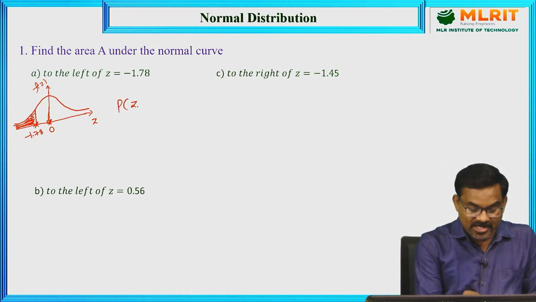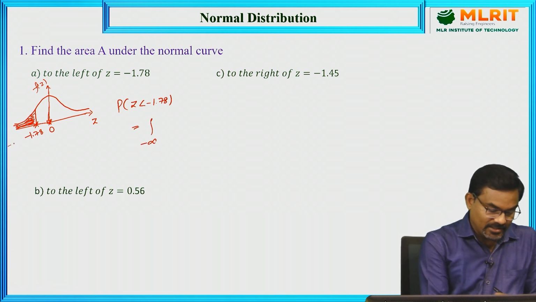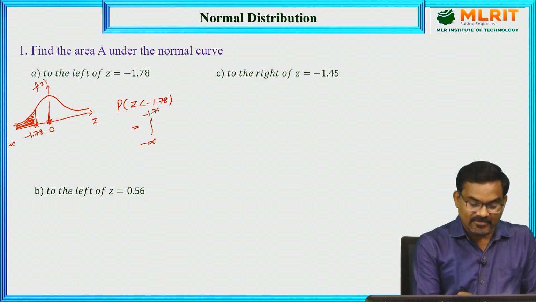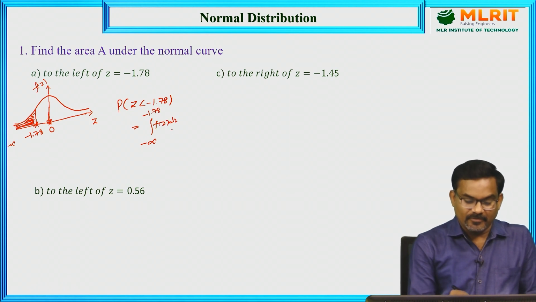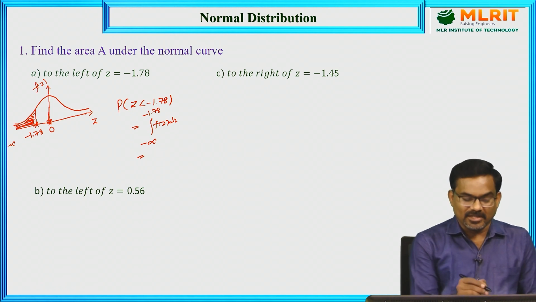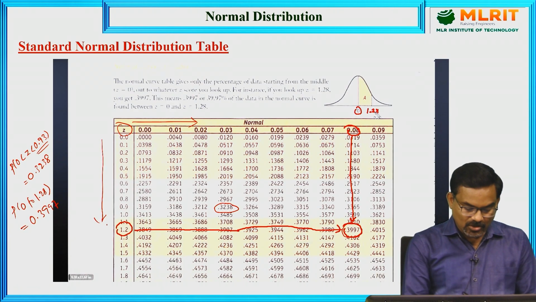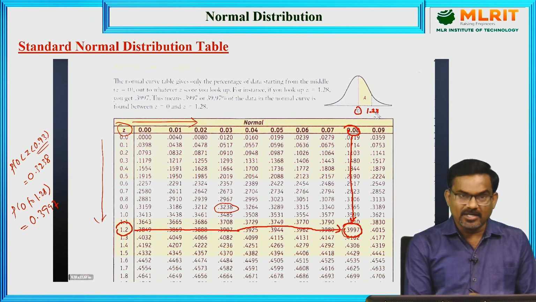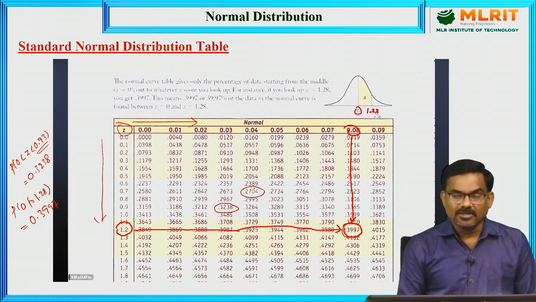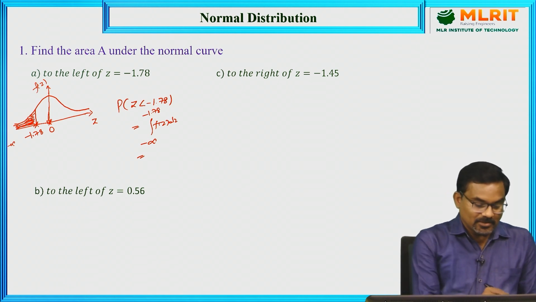So the probability of Z less than minus 1.78 is given by the integral from minus infinity to minus 1.78 of f of Z dz, which is equal to, we cannot find this value directly from the table. The table gives all the areas from 0 to some value of Z. You can see here 0 to 1.28 is this value. Similarly 0 to, for example, 0.74. So 0.7 and 4, this value is from 0 to 0.74. So we cannot calculate this value directly from the table. So how can we find this?